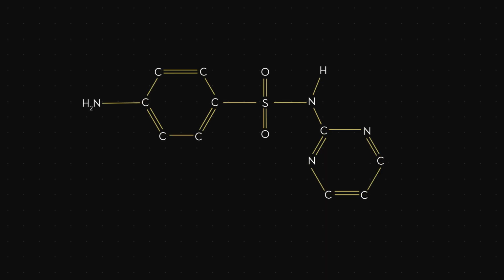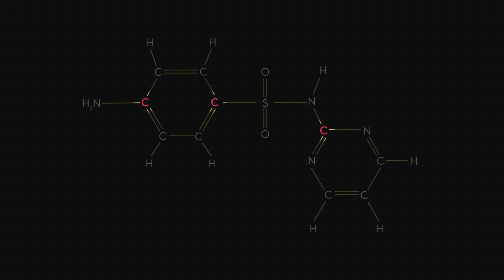Let's add those in. Every carbon atom must have 4 bonds. So whenever you do not see 4 bonds, you should add in bonded hydrogen atoms to take each carbon up to 4. Note, the carbons here in red already have 4 bonds, so we don't need to add any more.